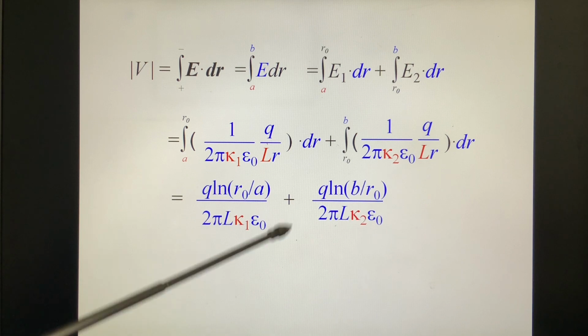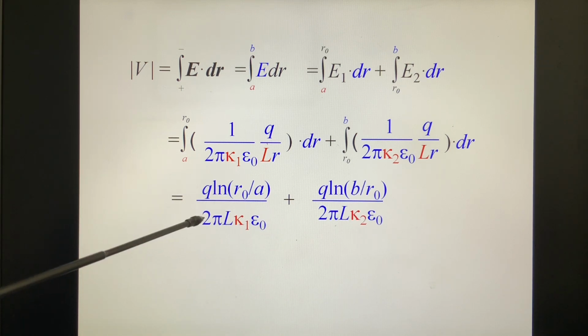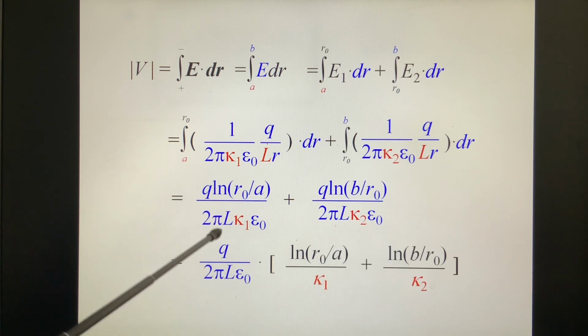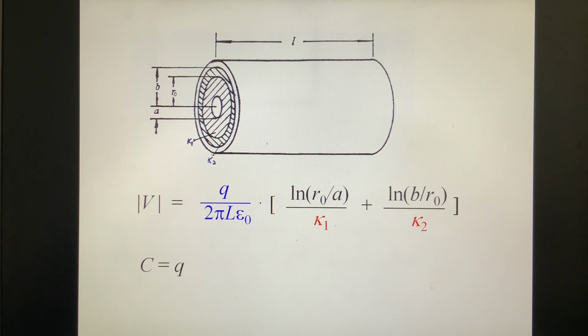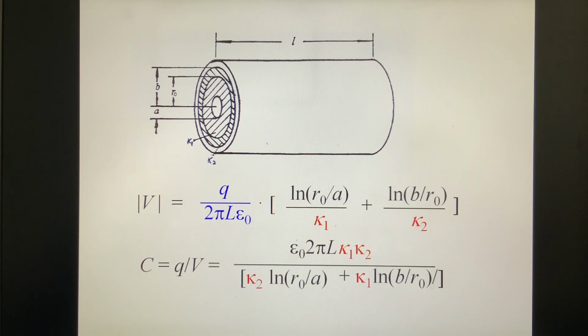And you see, they have a lot in common: Q over 2 pi L epsilon 0. We take this out, and inside is this one. This is the V. We know V, we know Q, we know C. C is Q over V. Cancel off, put this one back. It's just 2 pi L epsilon 0. And then we match this one. We get the answer.